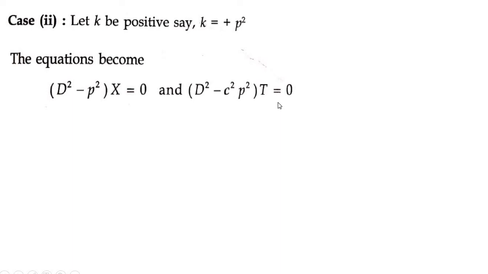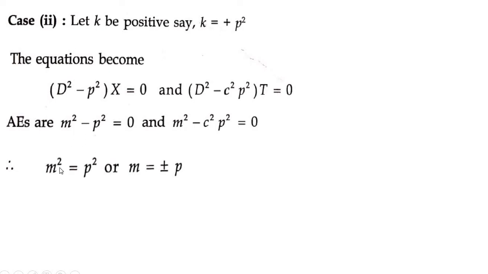So after substituting k equal to p square, we have to write its auxiliary equation. What is the auxiliary equation of this? It is m square minus p square equal to 0 for the first equation, and for the second it is m square minus c square p square equal to 0. Take minus p square to the other side, you get m square equal to p square, or m is equal to plus or minus p. Similarly, take minus c square p square to the other side, you get plus c square p square. Therefore, m is equal to plus or minus cp.